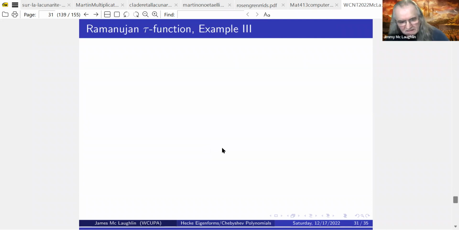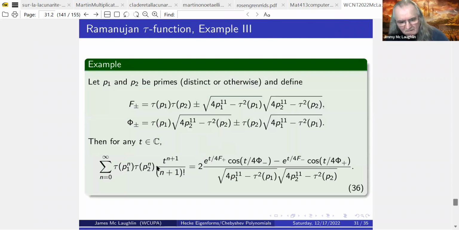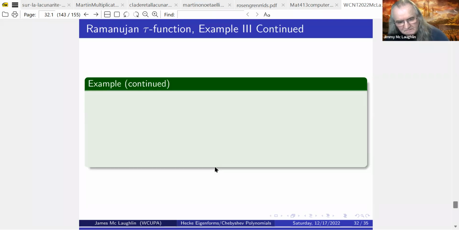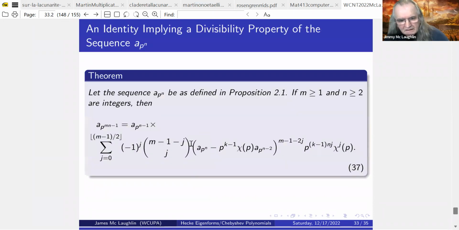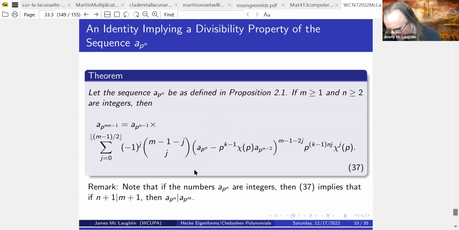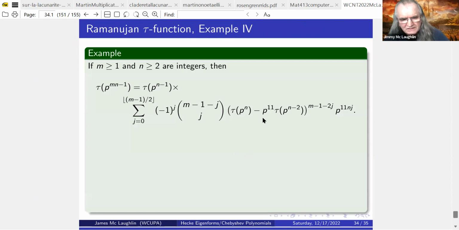And once again, illustrating these using the Ramanujan tau function, we get this identity if p1 and p2 are any primes. And of course, it simplifies quite a bit if p1 and p2 are equal. And then if t satisfies this inequality here, then we get this result for p1 and p2. All right, and then one of the other identities I showed you, the one that had the divisibility property. For an arbitrary Hecke eigenform, we have this result. Okay, and again, if we illustrate using the Ramanujan tau function, we have this.